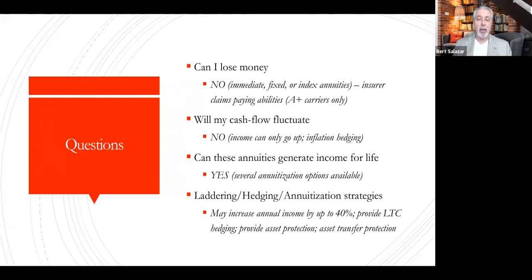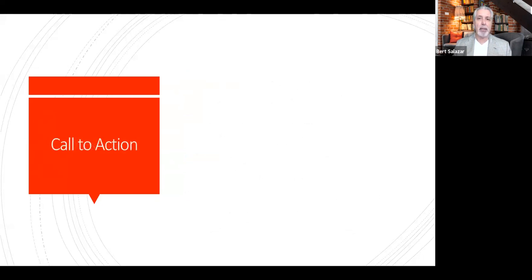Another question is, if you do proper laddering and hedging, you may actually be able to increase your distribution rate by up to 40%, depending on the portfolio, depending on what you're doing with other assets that you may have from a business perspective. Those are very important because, for the vast majority of the clients that I engage for the first time, having principal guaranteed, having guaranteed income for life, because remember, as I've stated before, the rules of engagement totally change when you go from accumulation to distribution.